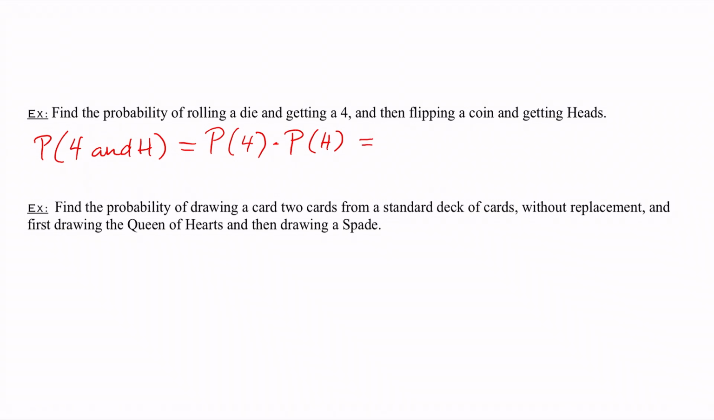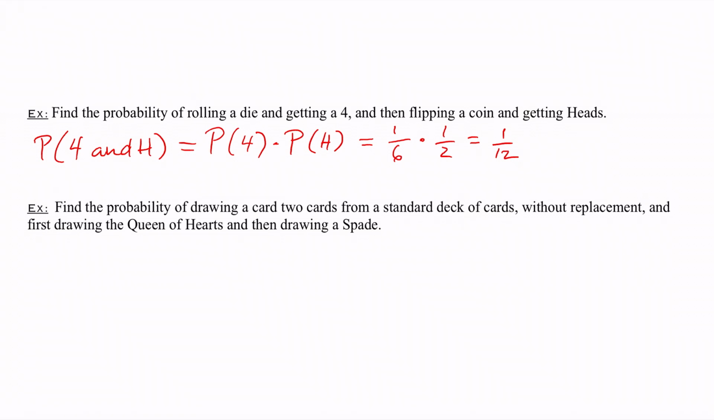We know that the probability of getting a 4 was 1 over 6, and the probability of getting a heads when I flip a coin is 1 over 2. So that'll be a 1 over 12 probability of getting a 4 and a heads.